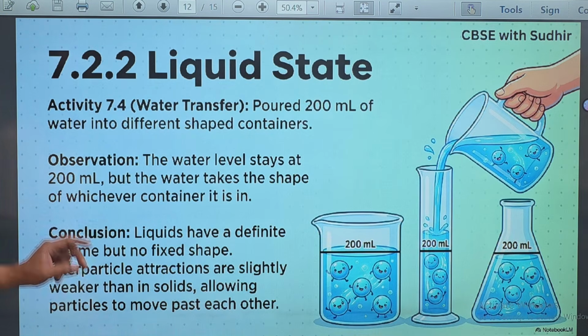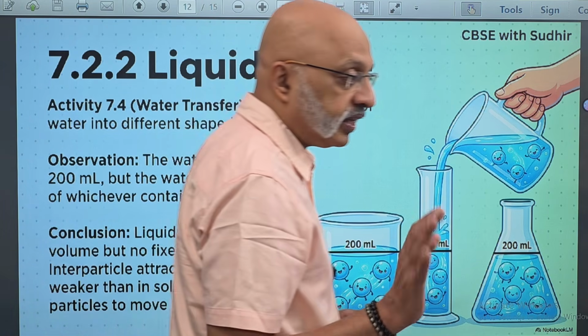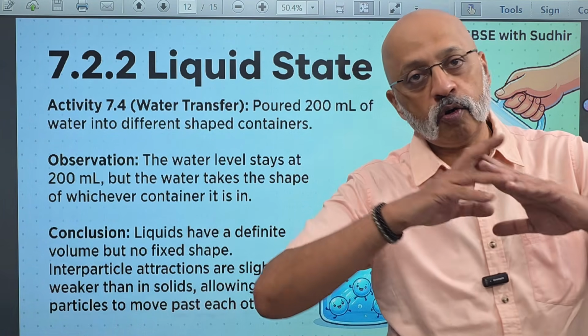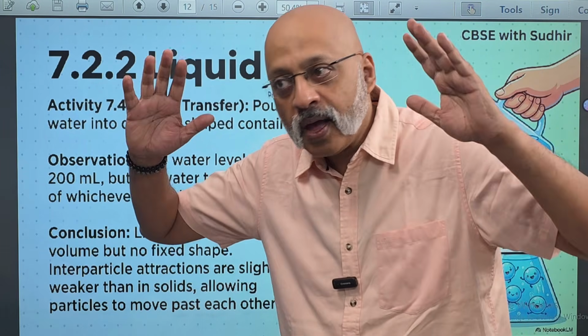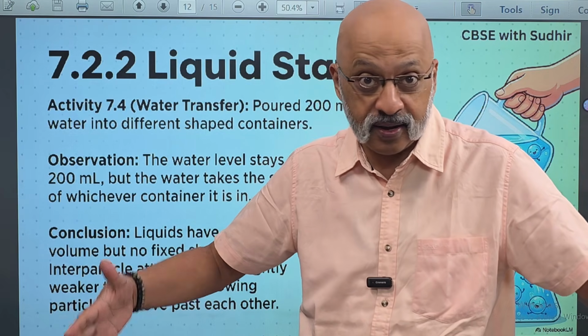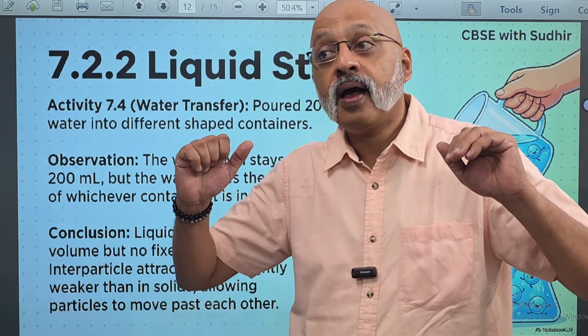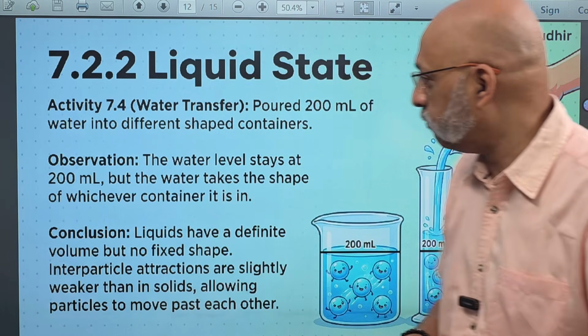Okay. Let's now move to the liquid state. See, nobody will teach you in so much detail, I can guarantee it. A lot of people do a lot of tamasha. I don't do tamasha. I'm telling it to you, making it as interesting as I possibly can in a digital format and explaining it in detail so that there is absolutely no doubt at the end of this class.